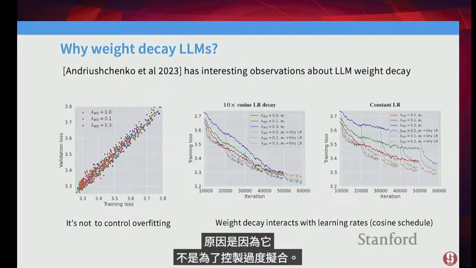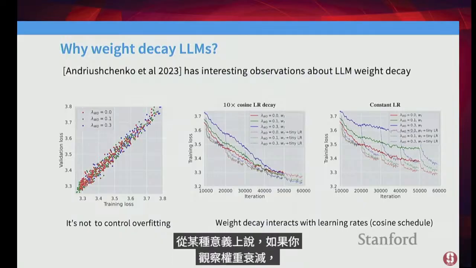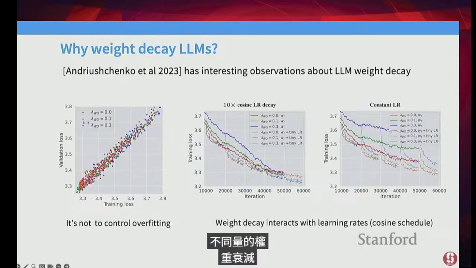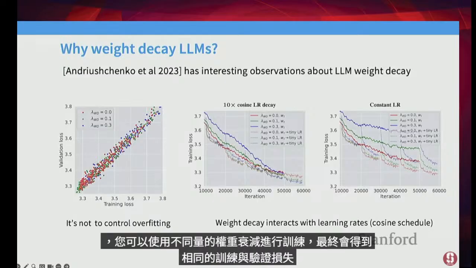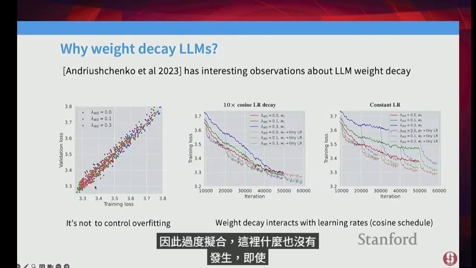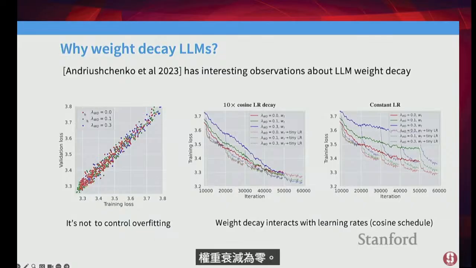Okay, so the reason is that it's not to control overfitting. If you look at weight decay, different amounts of weight decay don't really seem to change the ratio of training loss to validation loss. So you can train with different amounts of weight decay. If you train for long enough, or you control your hyperparameters appropriately, you'll end up with the same train to val loss gap. So with overfitting, nothing's happening here, even with zero weight decay. But what is interesting is that weight decay seems to be interacting, in a somewhat strange way, with the learning rate schedules of the optimizers.